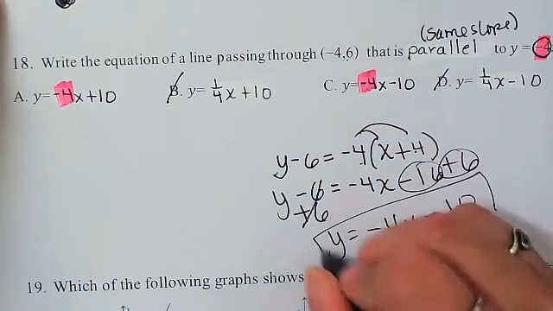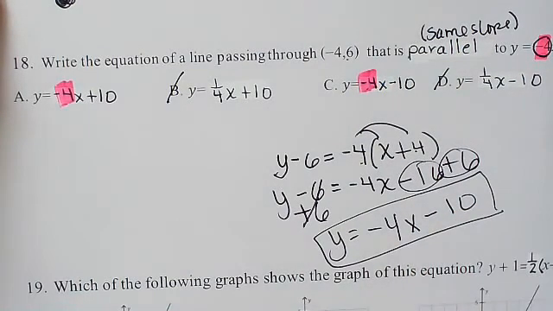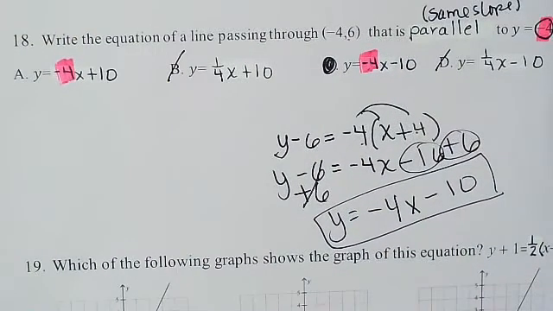Y equals -4x, -16 plus 6 is -10. So I want the -10.